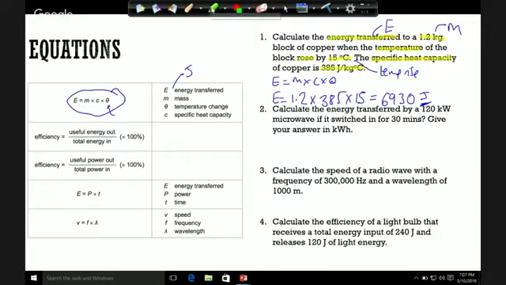So doing exactly the same thing with the next question, just a completely random question. Calculate the energy transferred by a 120 kilowatt microwave if it is switched on for 30 minutes. Give your answer in kilowatt hours. So do exactly the same thing. Have a look here for energy.